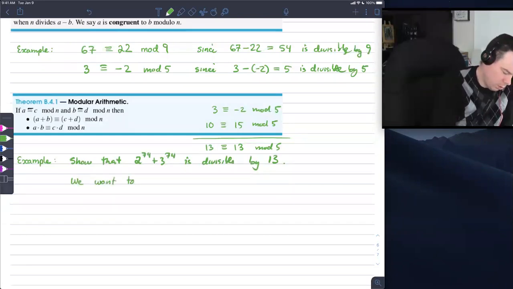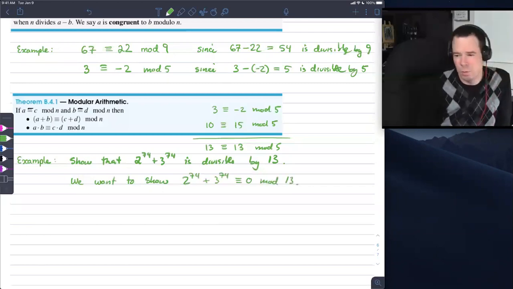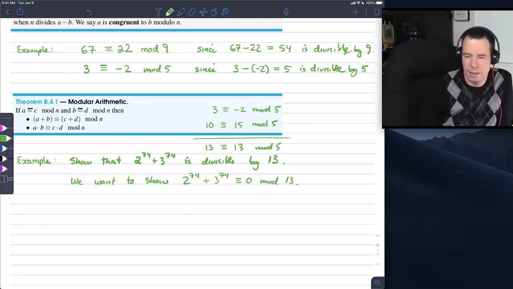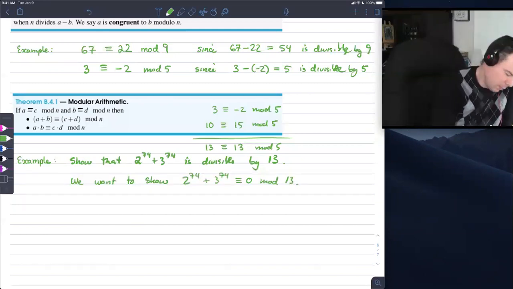So we want to show 2 to the 74 plus 3 to the 74 is congruent to 0 mod 13. That's what we want to show. So I've just expressed it as a congruence relation. In other words, 13 divides the difference of those two numbers, which means it's 2 to the 74 plus 3 to the 74 minus 0, or just 2 to the 74 plus 3 to the 74.